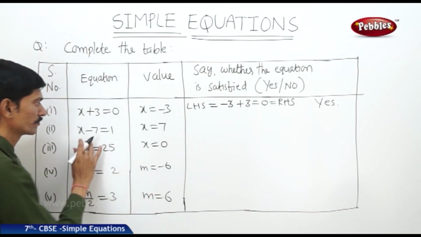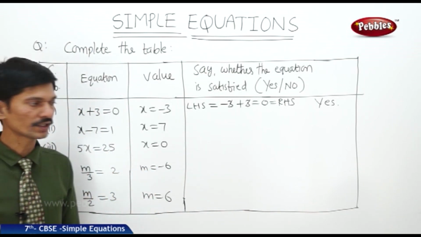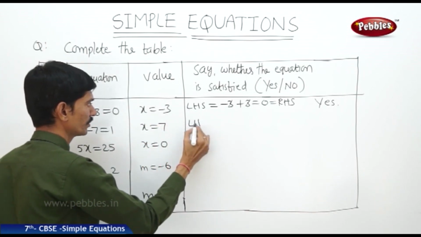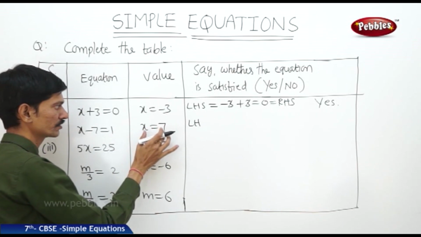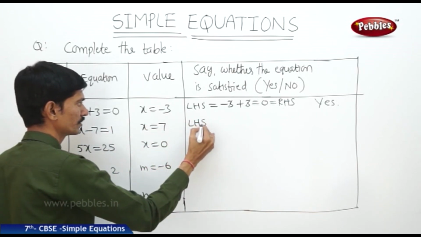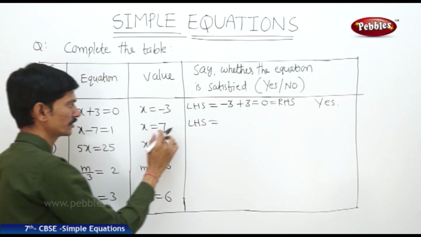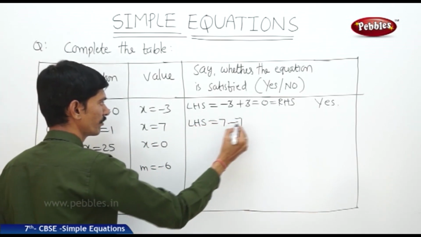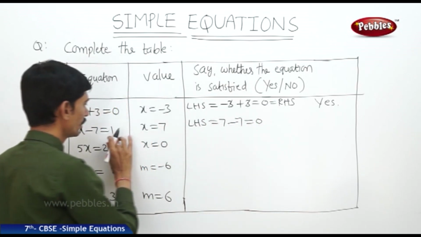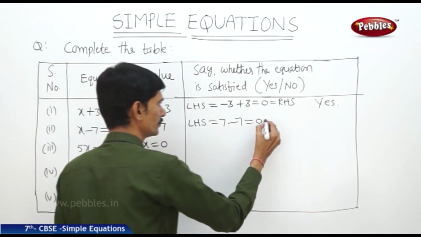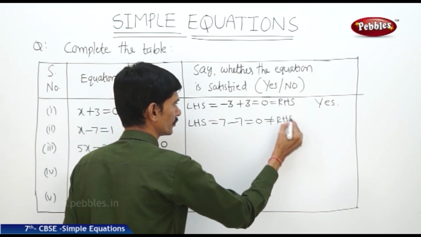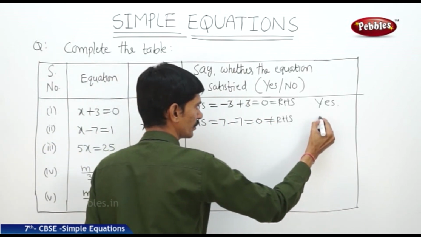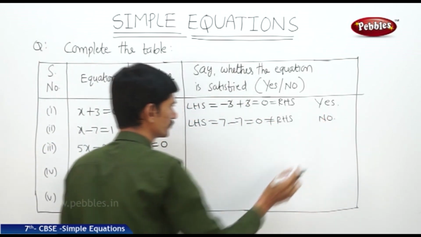Now the second equation, x minus 7 equals 1. Here the value of x is 7. Let us substitute x value 7. Now LHS equals x minus 7, which is 7 minus 7, which is 0, but RHS is 1, so this is not equal to RHS. So we can say that the equation is not satisfied. So we can write the answer no, the equation is not satisfied.